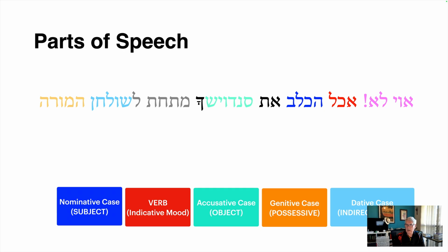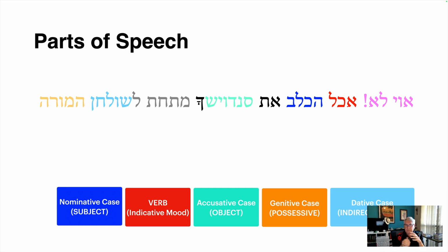So we have: Oi lo akal hakaleb et sandwichka matachat le shoken hamore. Oh no, ate the dog your sandwich from under the desk of the teacher. And more is the Hebrew word for teacher. So there's the same sentence, the word order is slightly different.